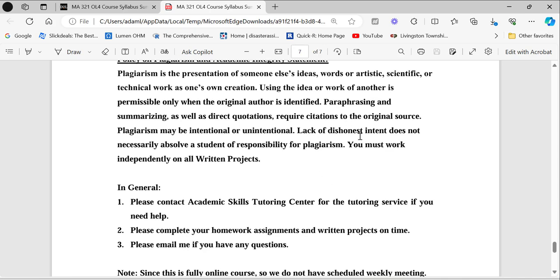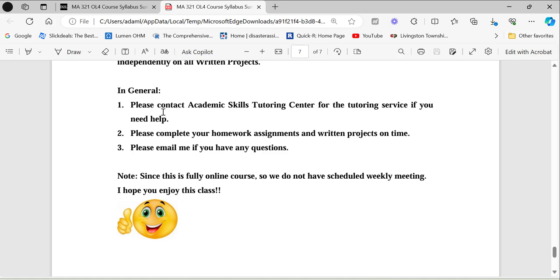So related to your written project, plagiarism may be intentional or unintentional. Lack of dishonest intent does not necessarily absolve a serious responsibility. For plagiarism, you must work independently on all written projects. Very important, right? So you cannot get help on a written project. It's your own responsibility. And in general, please contact the Academic Skill Tutoring Center for tutoring service if you need help on the Excel project.